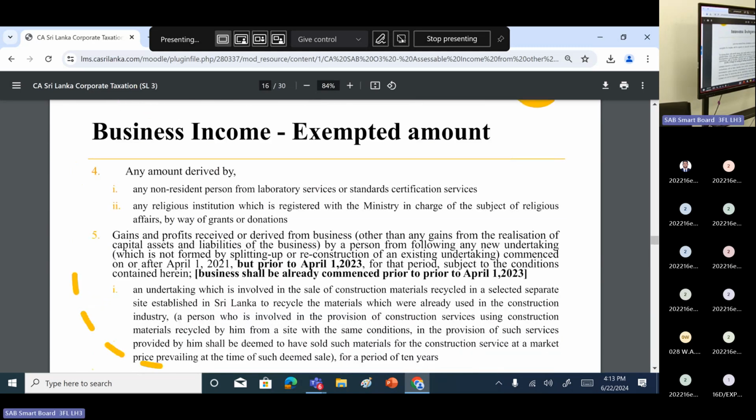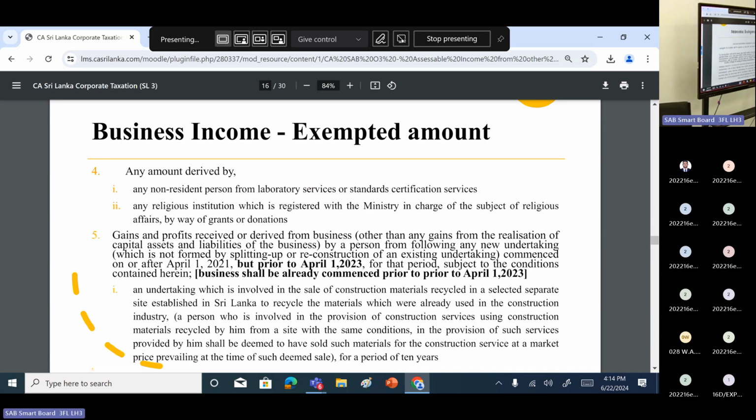Any amount derived by a non-resident person from laboratory services or standard certification services. A religious institution which is registered with the ministry in charge of the subject of religious affairs, by way of grant or donation. So the income is coming as a grant or donation.